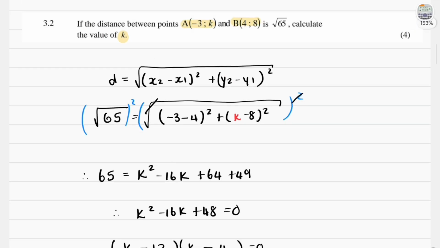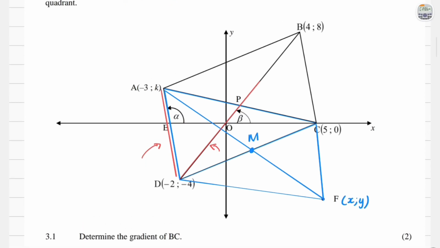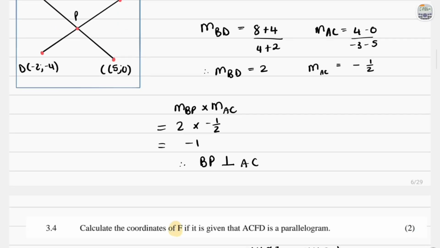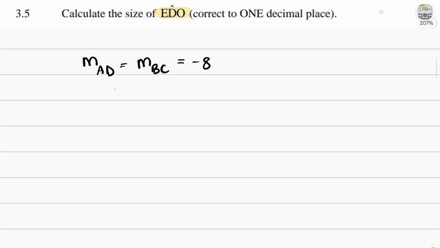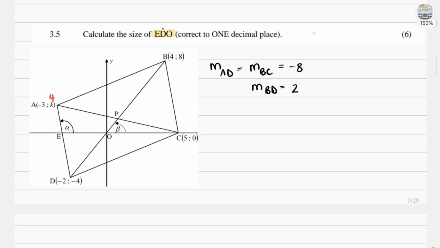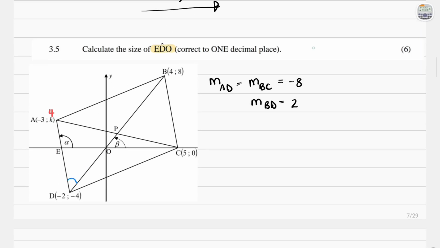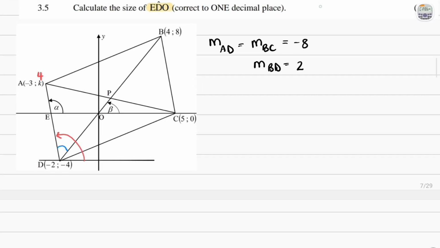Great. And then we also need the gradient of BD. We found that. Remember when we were working with BP, proving that that was perpendicular to AC. So what is the gradient of BD that we found? Gradient of BD is 2. We have everything we need. Okay, so the gradient of BD is 2. Okay, so let me just draw that diagram down here. Okay, so just trying to find this angle over here. And so we can find the angle of inclination of line AD. And so we'll find that by saying tan theta, and I'll just call this theta of AD, is equal to the gradient of AD, which is -8.